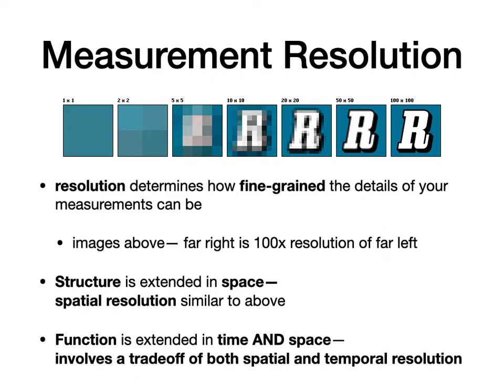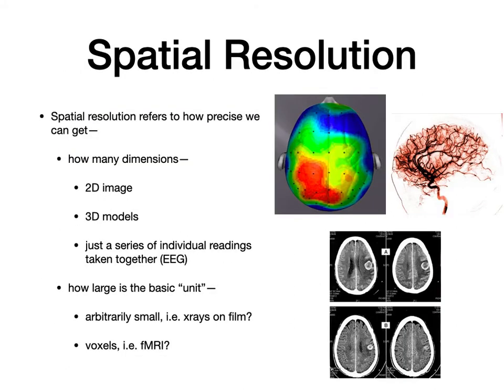Whereas function is extended in both time and space. So it involves this trade-off between spatial and temporal resolutions. Because if I only have one machine and it's capable of measuring either one thing 10,000 times or 10,000 things once, that's a trade-off. That's a balance. It's harder to get a lot of images in a row when you also want them to be more expensive, more detailed, right?